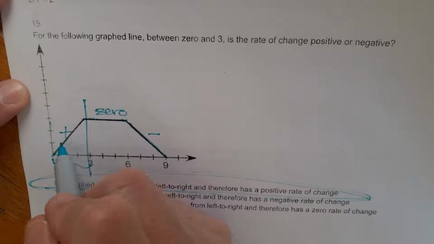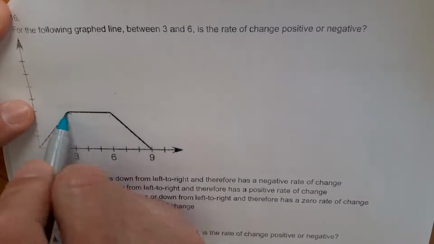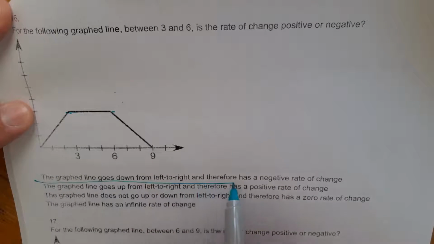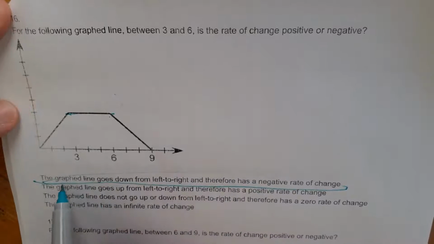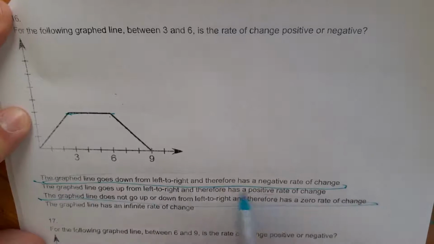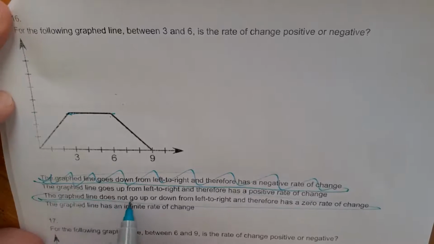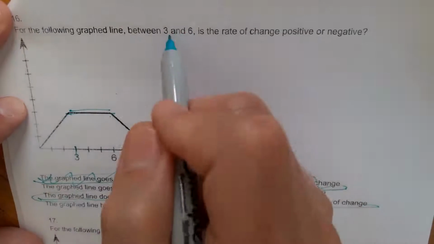All right, this part, the slope or rate of change, is positive here. Now they're going to ask about the next part, between 3 and 6, which is this one. The graph line goes from left to right, has a negative... let's see, the graph line goes down. Nope. The graph line goes up. Nope. Here, I like this one. The graph line does not go up or down from left to right and therefore has a 0 rate of change between 3 and 6.